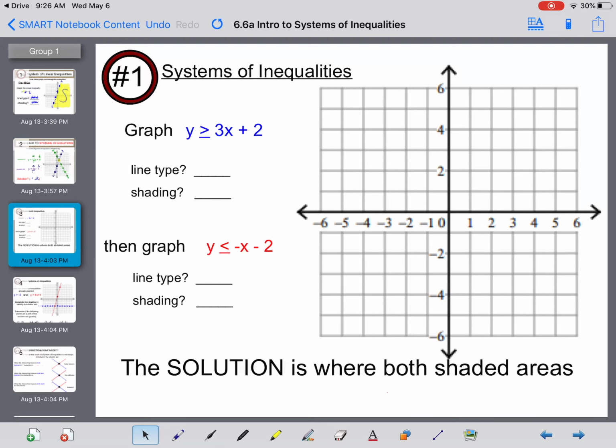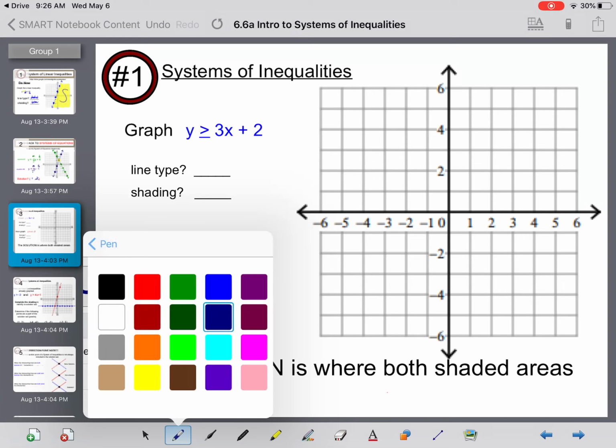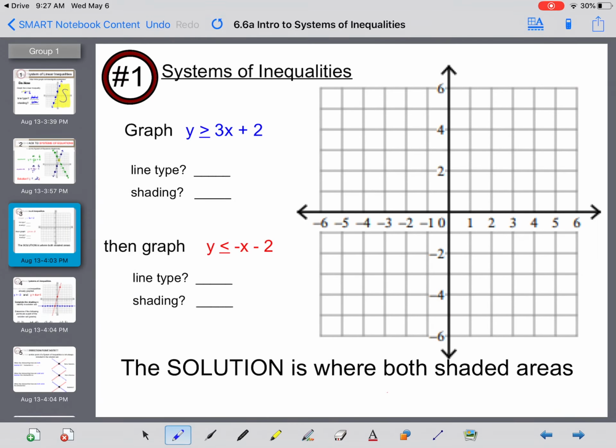Okay, so here's your first system of inequalities. You have a blue inequality and a red inequality. Again, you're just going to identify those m's and b's. M is 3 over 1. B is a +2. Look at the inequality symbol. The line type should be solid. And the shading for greater than or equal to would be above. Start at +2. And your slope should go up 3 over 1.